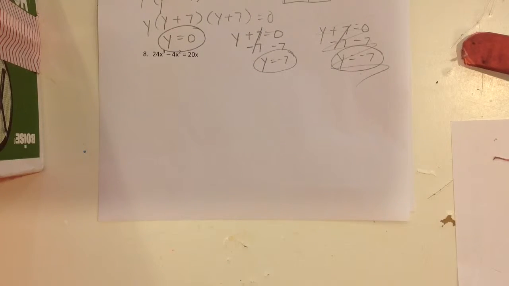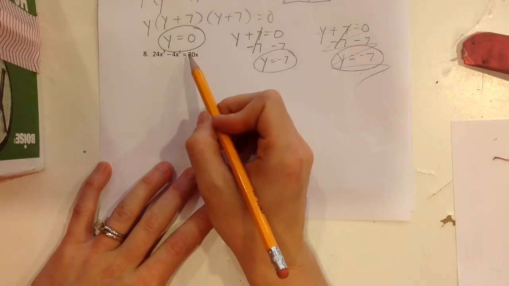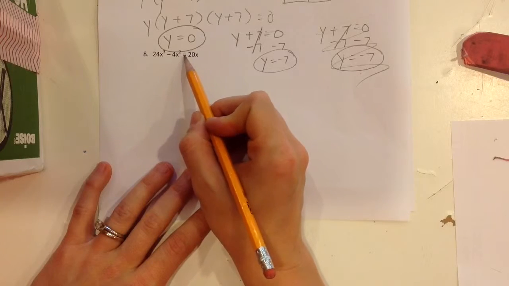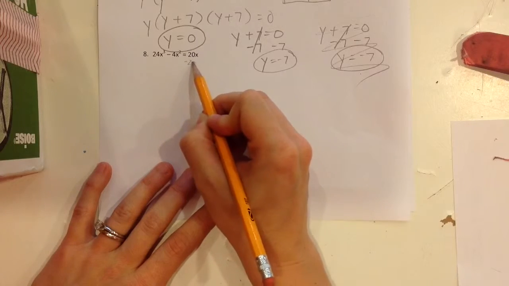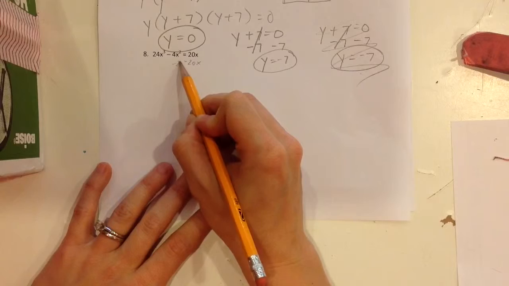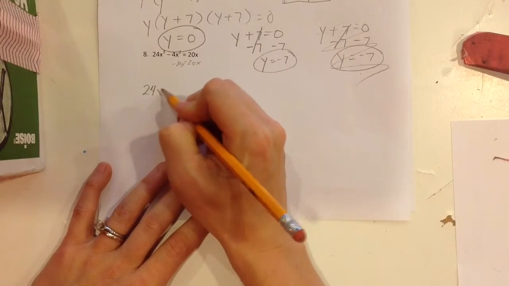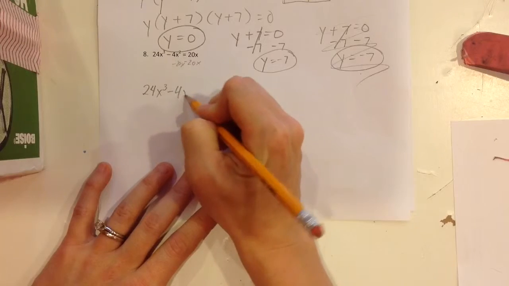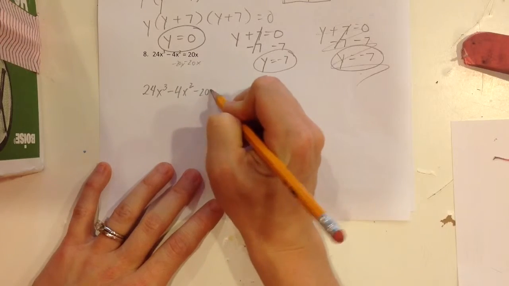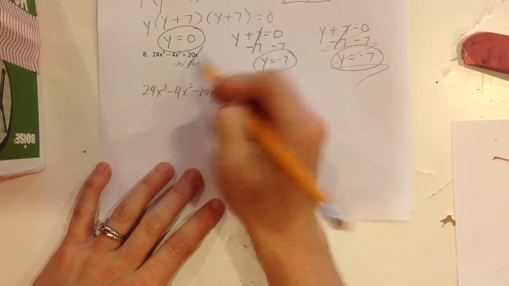All right, number 8. The first thing you want to look for is the equal 0. We don't have an equal 0, so I want to move that 20x over. It's going to become a negative 20x. So I'm going to have 24x cubed minus 4x squared minus 20x equals 0.